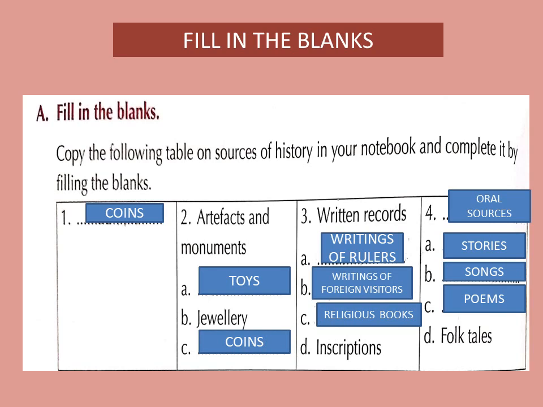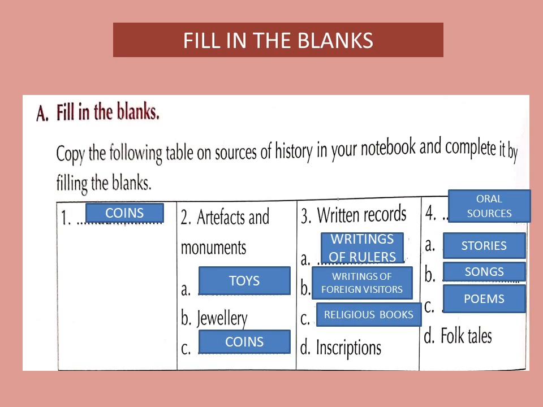In the book. Now the third one. Third one is written records. What will come in the first blank? In A, writings of rulers. Okay. In B, writings of foreign visitors. Clear to all? Just see and write in your book. In C, religious books. In D, it is given inscriptions. Let us move to the next box.